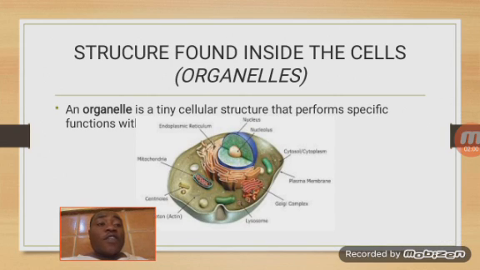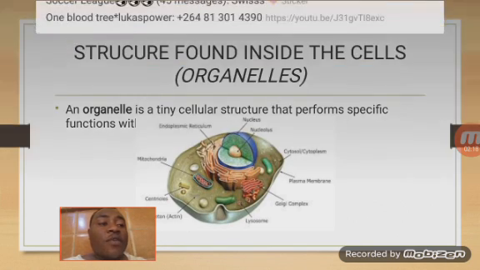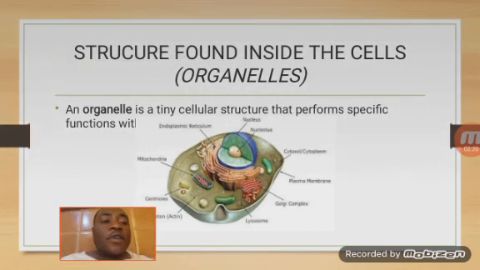Let's look at the structures found inside the cell, or in short, organelles. The definition of an organelle is a tiny cellular structure that performs specific functions within the cell. Examples of organelles are the nucleus, the cytoplasm, the lysosome, the centrioles, and mitochondria.